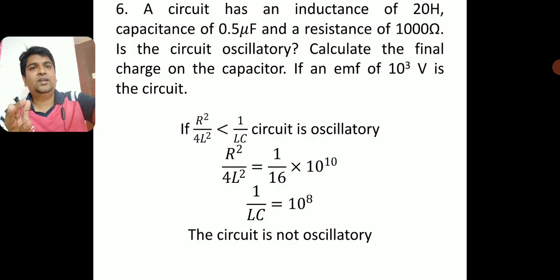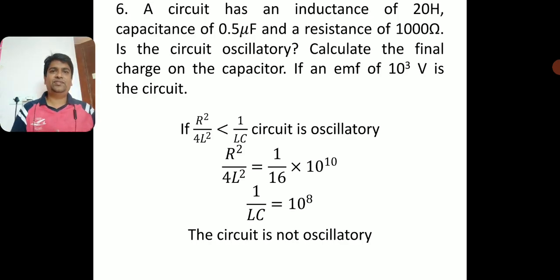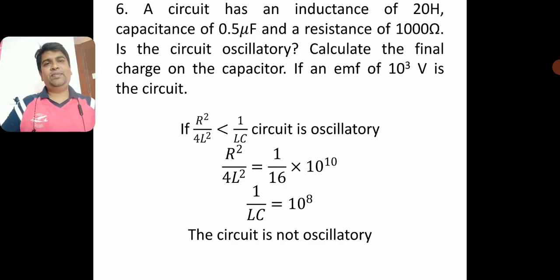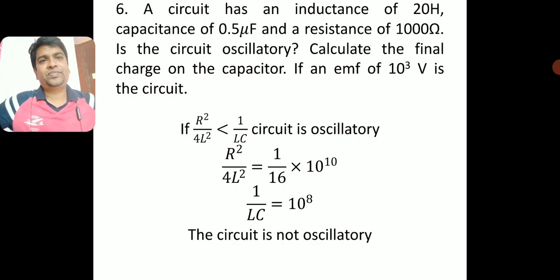Right. Let us move on to the last problem. A circuit has an inductance of 20 Henry, a capacitance of 0.5 microfarad and a resistance of 1000 ohm. Is the circuit oscillatory? Calculate the final charge on the capacitor if an EMF of 10 to the power of 3 volt is in the circuit. Okay, this is quite an interesting problem.